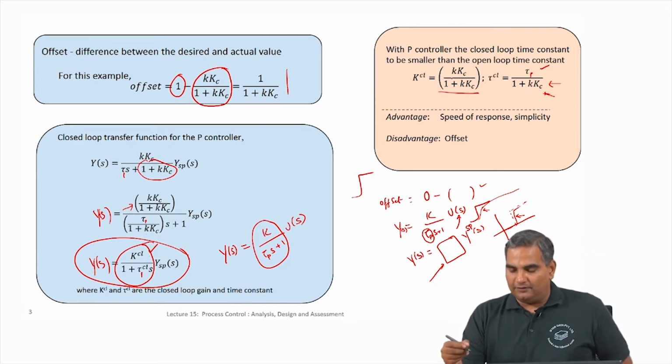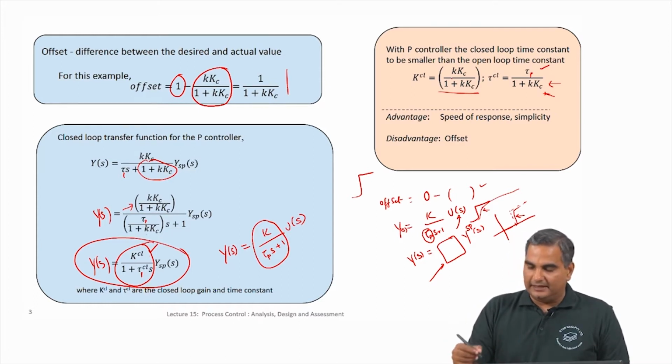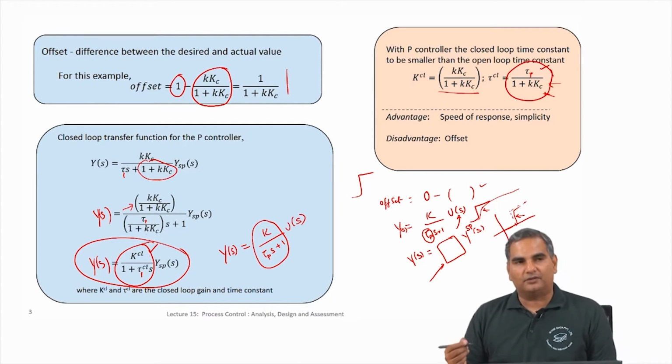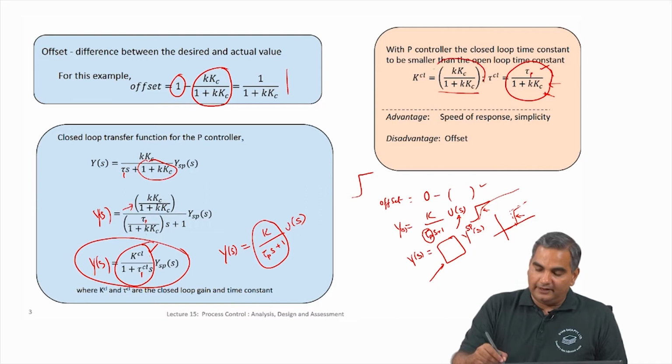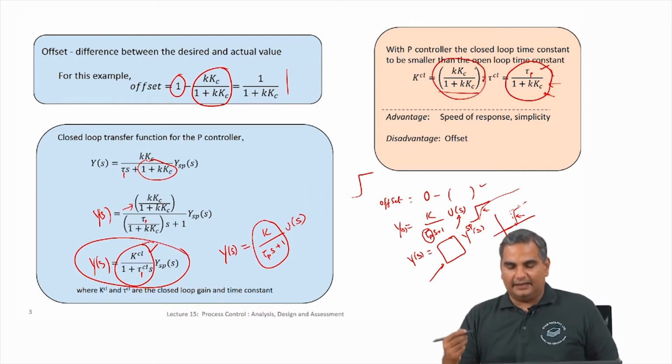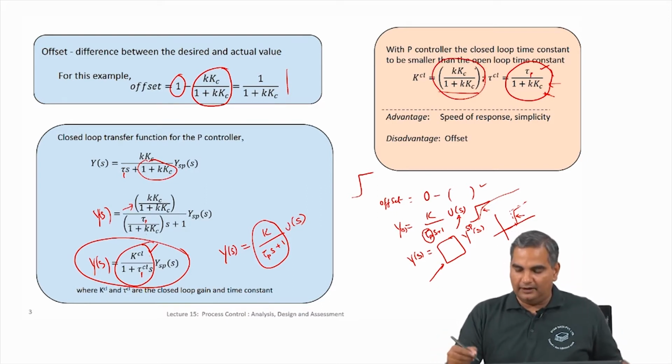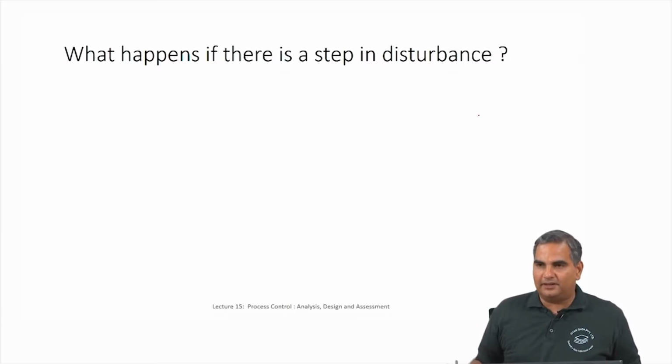So the upshot of all of this is the P controller works nicely in terms of reducing the closed loop time constant, making the closed loop time constant much less than the open loop time constant. It is also getting the gain close to 1 but not exactly, and that is the reason why you have an offset. So again the advantage is speed of response and simplicity, however the disadvantage is an offset. Okay. So what happens if there is a step disturbance?